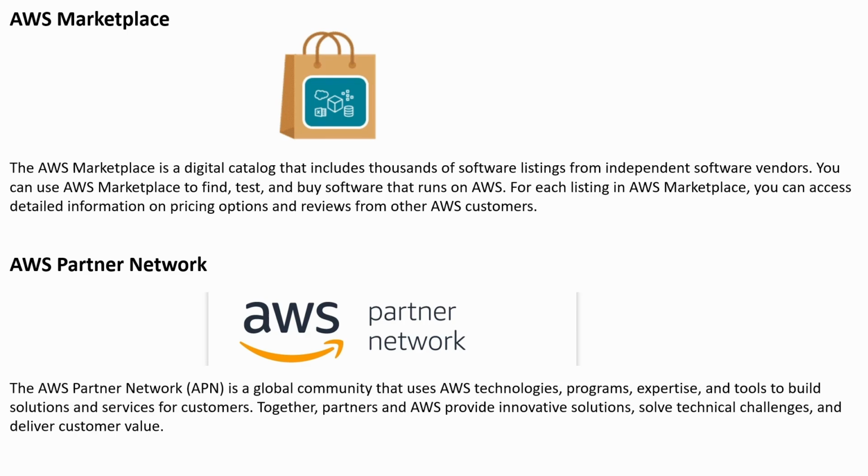AWS. The AWS Partner Network is a global community that uses AWS technologies, programs, expertise, and tools to build solutions and services for customers. Together, partners and AWS provide innovative solutions, solve technical challenges, and deliver customer value. You can work with AWS partners to create or use specialized solutions that are tailored to your unique business needs.